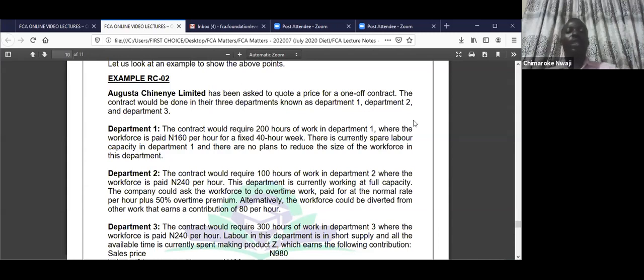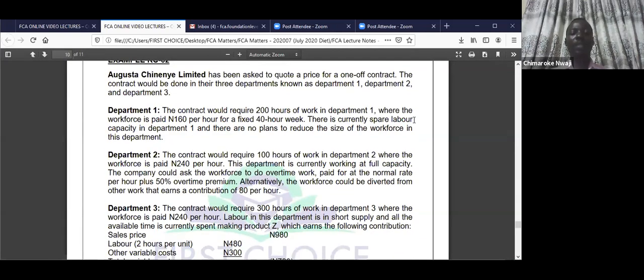Department 2. The contract will require 100 hours of work in Department 2, where the workforce is paid 240 naira per hour. This department is currently working at full capacity. The company could ask the workforce to do overtime paid for at a normal rate per hour plus 50% overtime premium. Alternatively, the workforce could be diverted from other work that earn a contribution of 80 naira per hour.